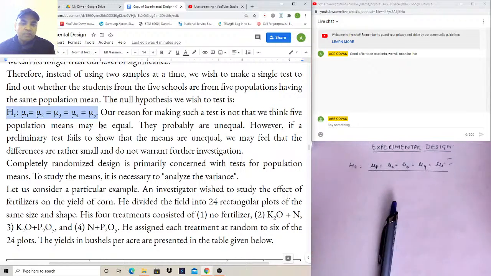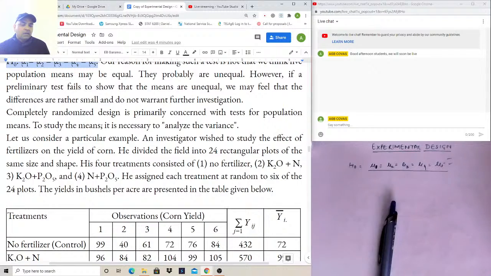Our reason for making such a test is not that we think the 5 population means may be equal; they probably are unequal. However, if a preliminary test fails to show that the means are unequal, we may feel that the differences are rather small and do not warrant further investigation. So the completely randomized design is primarily concerned with the test for population means. To study the means, it is necessary to analyze the variance.